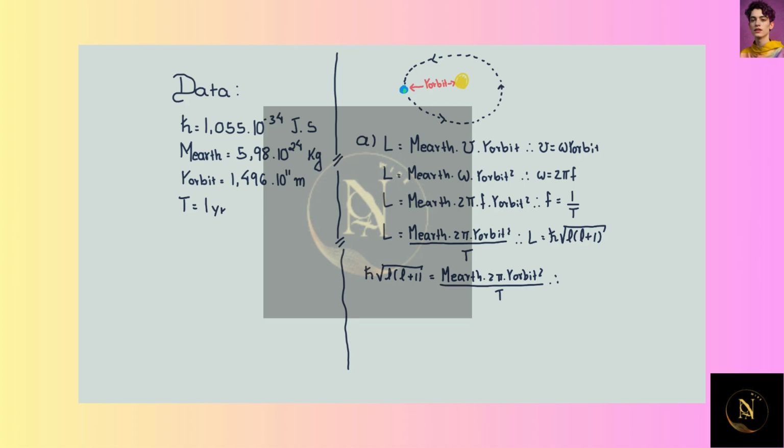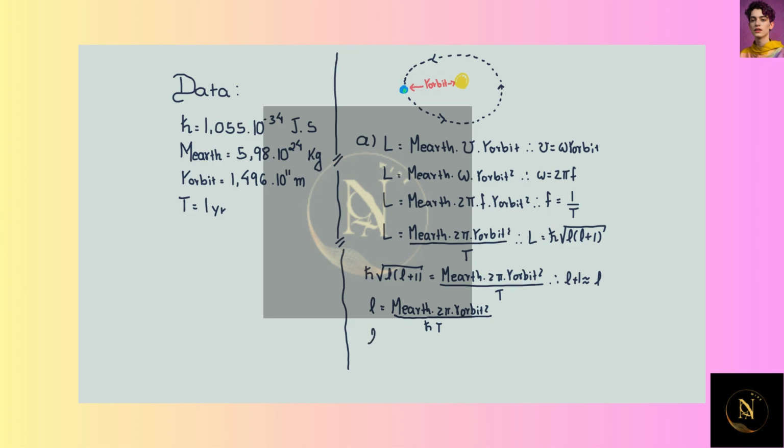Now note that the value for l will be a very big one, so we can approximate l plus 1 as being almost equal to l. Then the factor inside the square root becomes just l squared, and the square root of l squared is just l. So we can write l as equal to the mass of the Earth times 2 pi times the radius of the orbit squared divided by h bar times the period of that orbit.